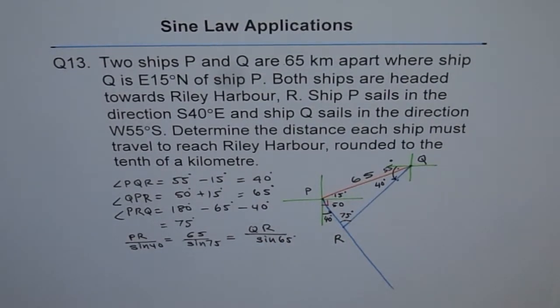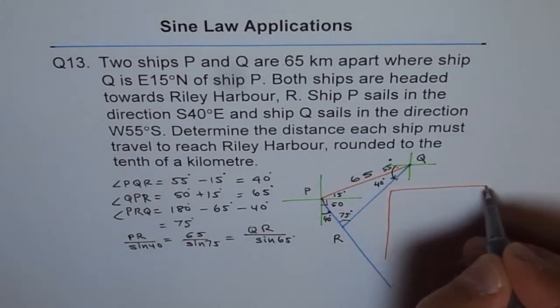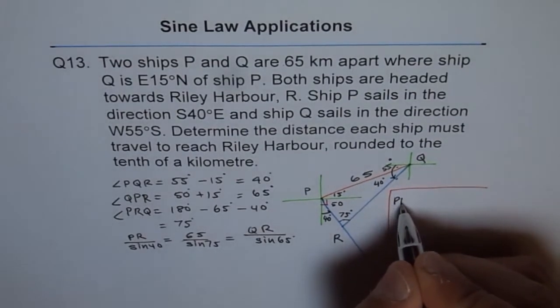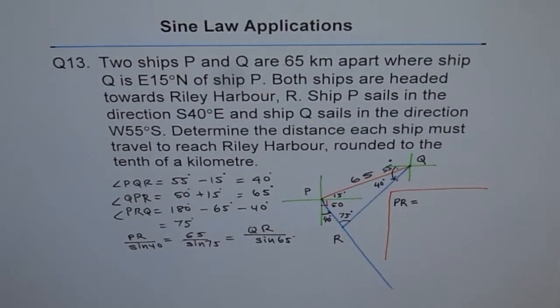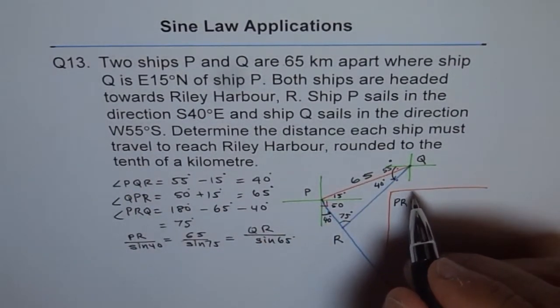So that is how you're going to solve this problem. So from here, what is PR equal to? You do your calculations, and I'm just writing down answers here, using some space to write down my answers. So PR is equal to 65 divided by sine of 75 times sine of 40, which gives me 43.255. Rounded to the tenth of a kilometer, we can write 43.3.